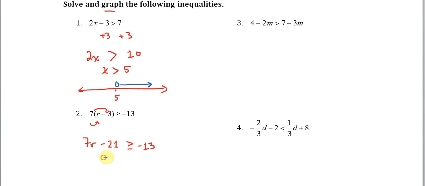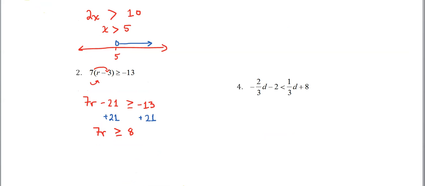Add 21 to both sides. And then 7r is greater than or equal to 21, and negative 13 gives us positive 8. And then we can divide both sides by 7. So we're going to divide both sides by 7. And we get r on the left side is greater than or equal to 8 over 7.